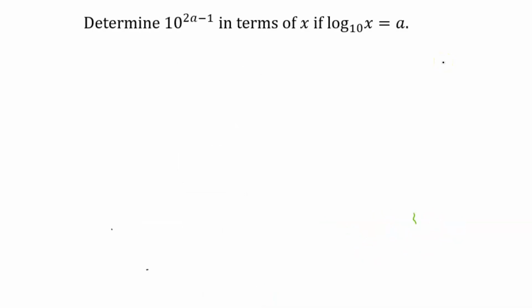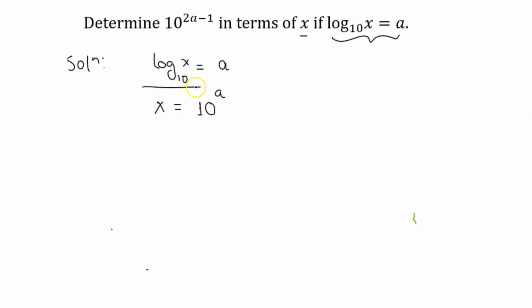Problem number 3. So here we have to determine the value of 10 raised to the power of 2a minus 1, and the answer should be expressed in terms of x, given log of x to the base of 10 equals a. So we have log of x to the base 10, and this value is equal to a. We'll convert it to exponent, so that will give us x equals 10 raised to the power of a. So let's box it. We are going to use this value in the next step.